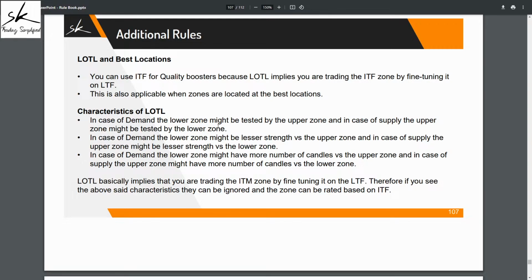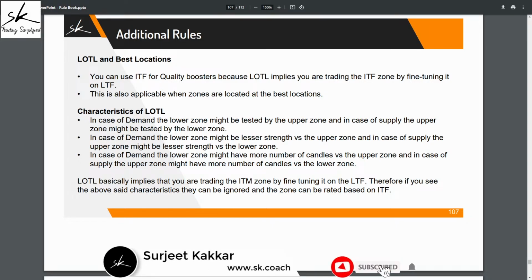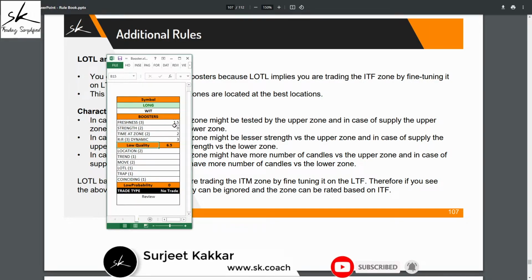So do not assume that if it is a case of level on top of level, it's mandatory that these characteristics have to be applicable. They might apply, they might not apply. But what are the characteristics which you will see? The very first one is, in case of demand, the lower zone might be tested by the upper zone, and that is exactly what we saw, due to which we gave it a score of 1.5 being a tested area.